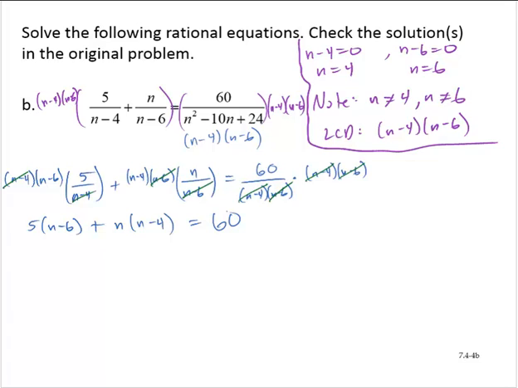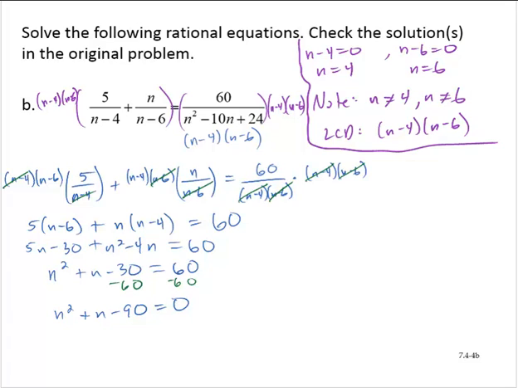All right, so let's simplify this left-hand side. We have 5n minus 30 plus n squared minus 4n is 60. So it looks like a quadratic equation in n. Let's see, I'd have n squared plus n minus 30 is equal to 60. So yes, it is quadratic. Let me get one side to 0 by subtracting 60. So I've got n squared plus n minus 90 is 0.